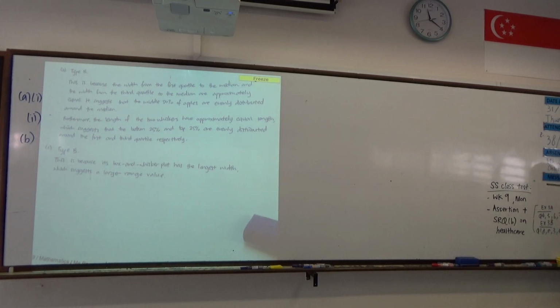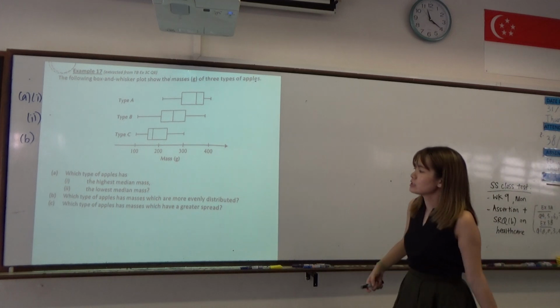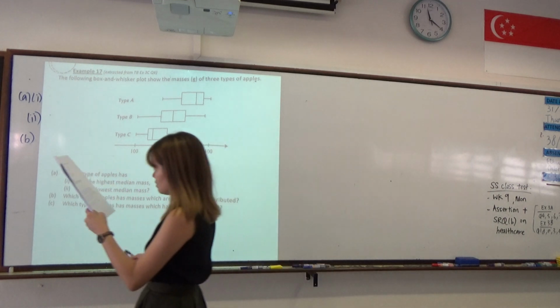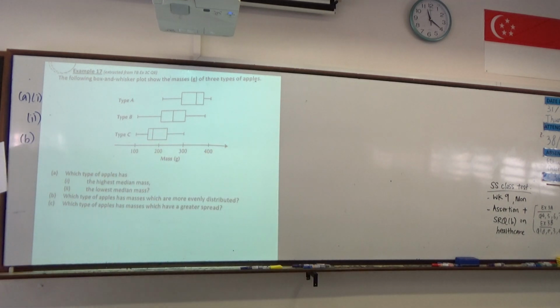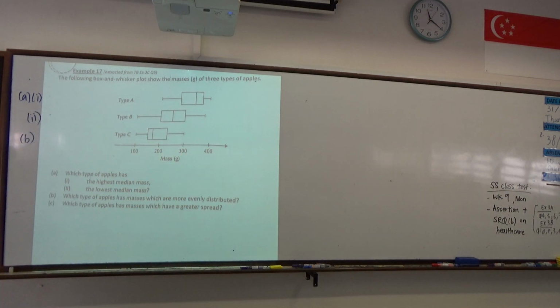Then for part C, so let me unfreeze here. Part C is asking which type of apples have masses which are of a greater spread. So greater spread wise, you could see that which one will have a greater spread? Type B. Type B, right? Because the whole box and whisker plot has a longer width, right? So therefore it suggests a larger range value.